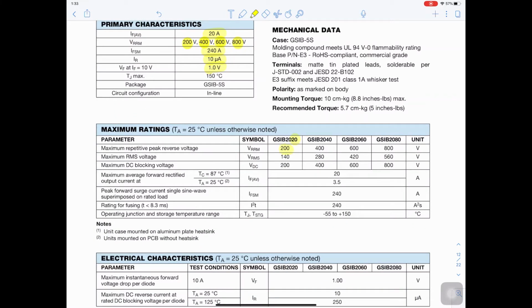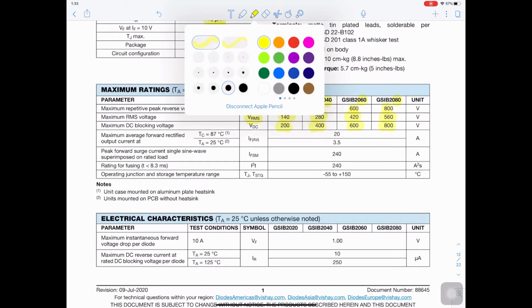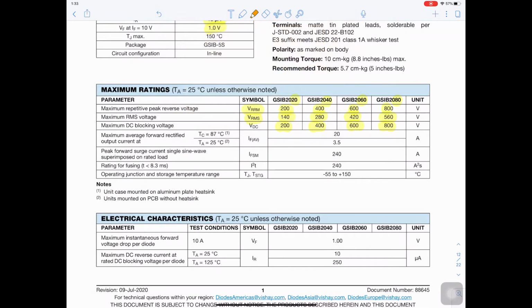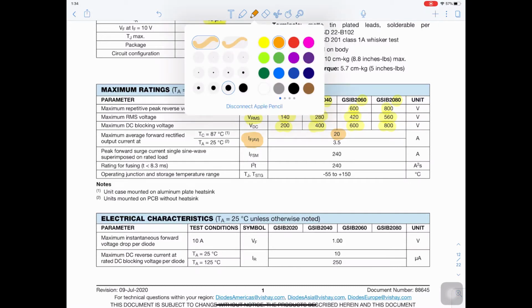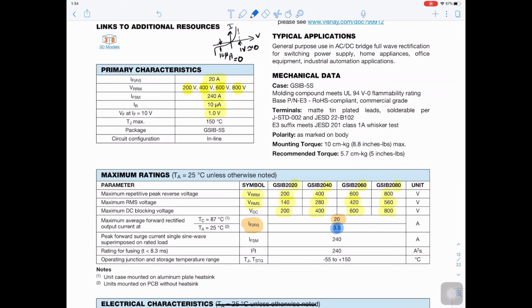Again, each model and its rated voltage. Here the RMS is simply the maximum divided by √2, as we will see, similar to a sine wave, and the maximum is the DC also. And this is one interesting point here, the forward current has 2 ratings, 20 amp and 3.5. Okay, don't forget that here it is mentioned that this bridge has 20 amp.